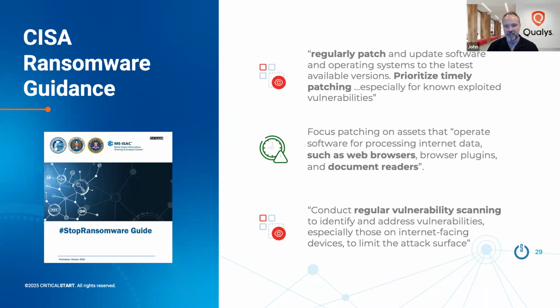CISA has issued guidance on ransomware, and the key takeaways here are, surprise, to regularly patch and update your software and operating systems to the latest available versions. Prioritize timely patching, especially for known exploited vulnerabilities. Focus your patching on assets that operate software for processing internet data, such as web browsers, browser plugins, and document readers. And conduct regular vulnerability scanning to identify and address vulnerabilities, especially those on internet-facing devices, to limit that attack surface.